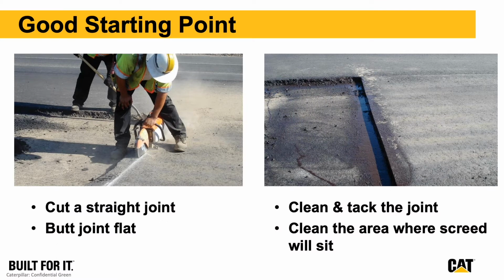So here's really a good starting point. We want a nice straight edge for a transverse joint. There's a few ways we can do it. One is to saw cut it, get rid of a little bit of the material from at the edge there, that rounded area, so we get a nice square edge. Clean it, put some tack coat on it, and then set the paver down and take off.